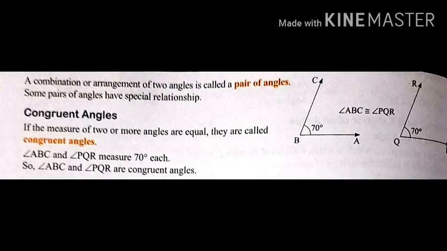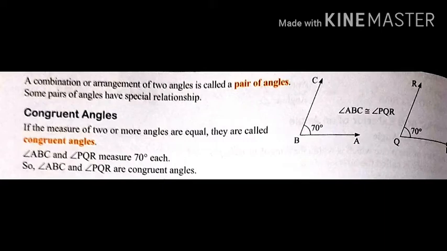Next is our topic, pair of angles. In pair of angles, our first topic is congruent angles. A combination or arrangement of two angles we call a pair of angles, and if the measures of two or more angles are equal, they are called congruent angles. Look at the figure. Both angles are 70 degrees, the same. So we represent it as angle ABC congruent to angle PQR. So these two angles are congruent angles.